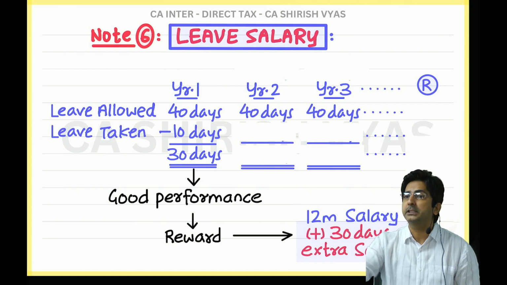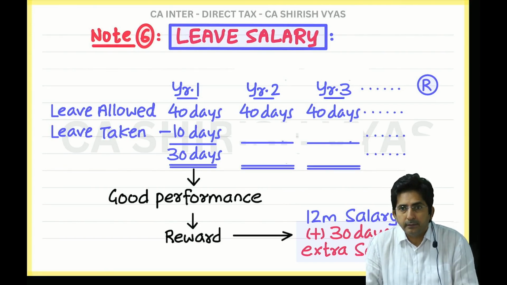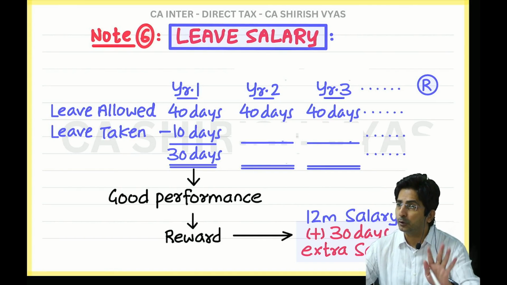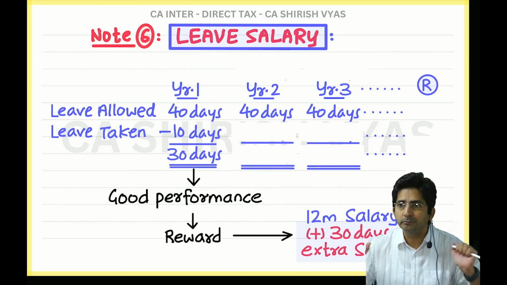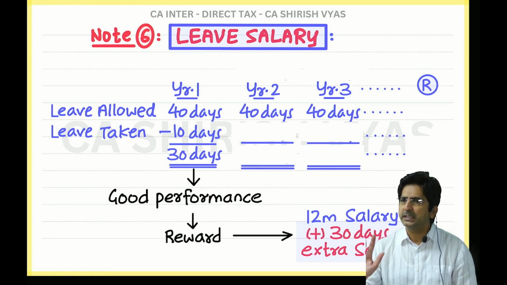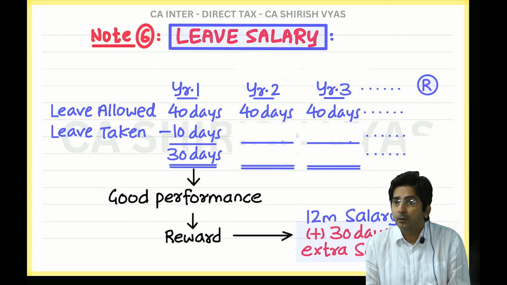The company will not punish him, because the company has given 40 days holiday. If you take the entire 40 days holiday, you will not be punished. But then you will not even get a reward. You will just get your normal 12 months salary, that's it. No punishment, no reward, because you took exactly 40 days.